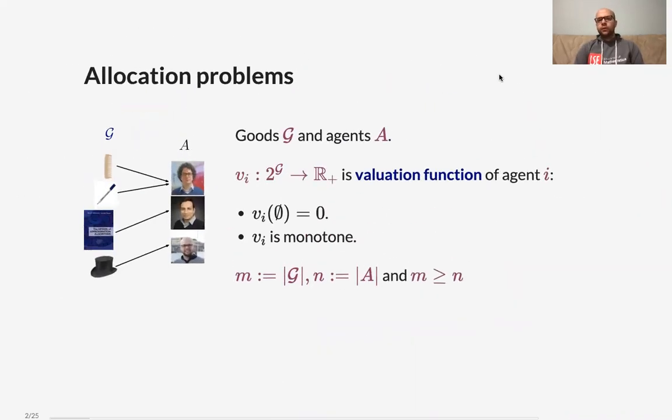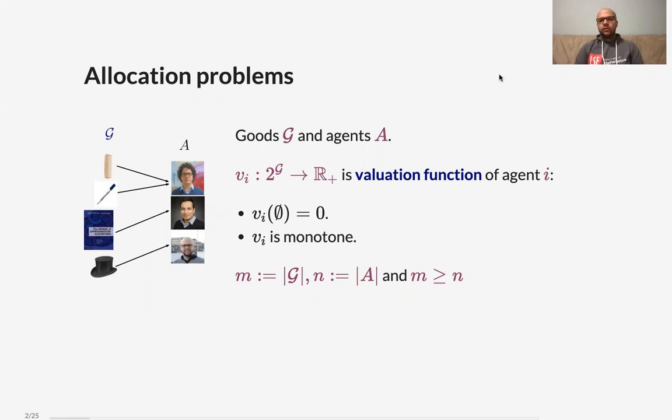So in this video, we are going to be concerned with allocation problems. And here we are given a set of goods or items, G, and our goal is to allocate the set of goods to a set of agents, A, in some manner. And in these allocations, when we give some subset of goods to an agent, she or he will be able to evaluate the subset of goods with the evaluation function.